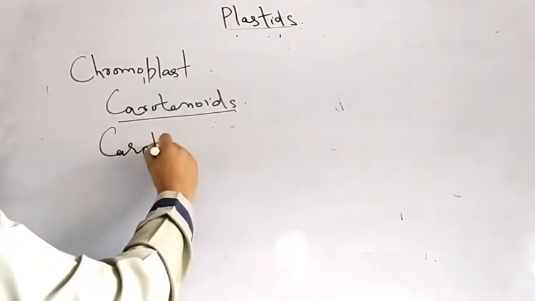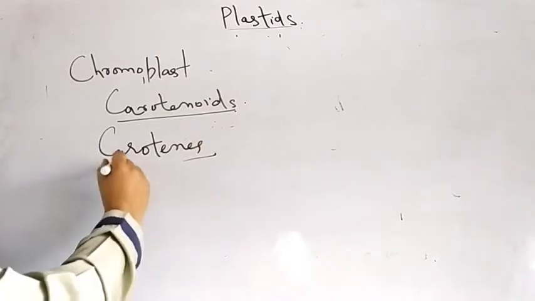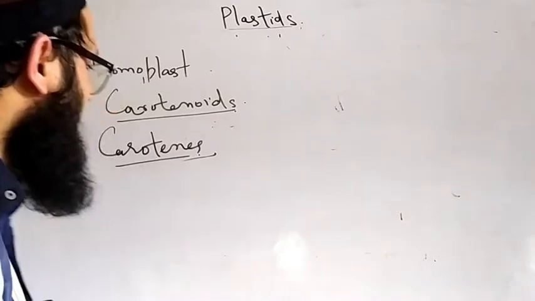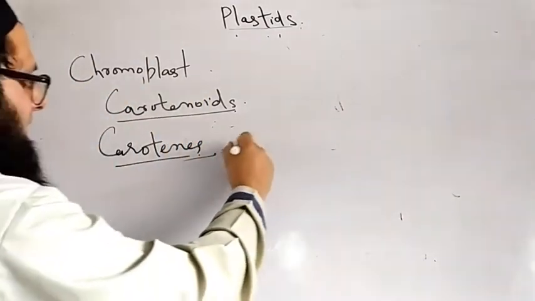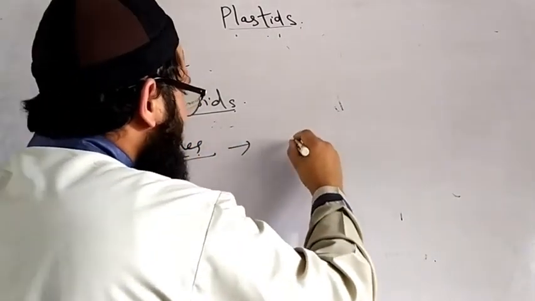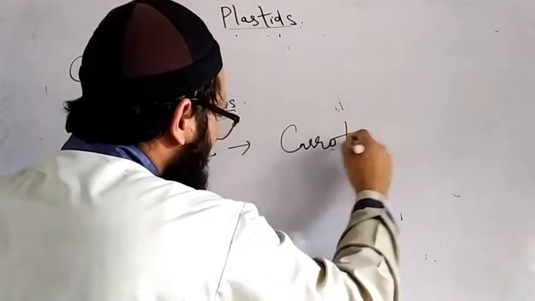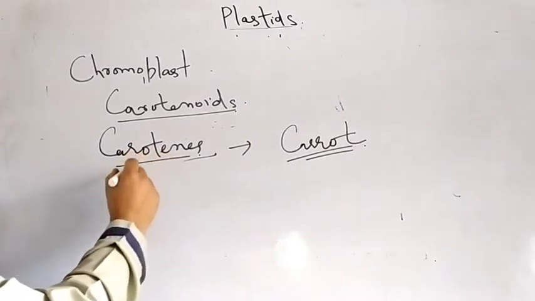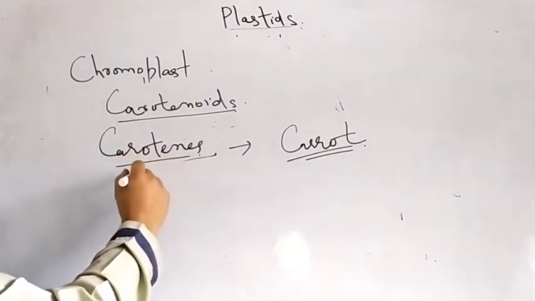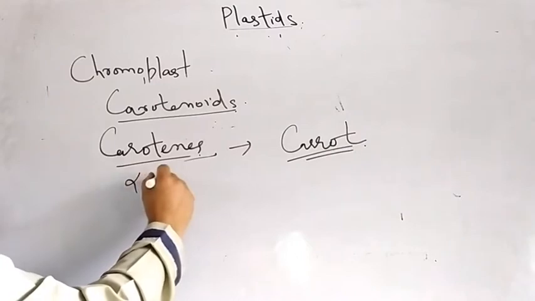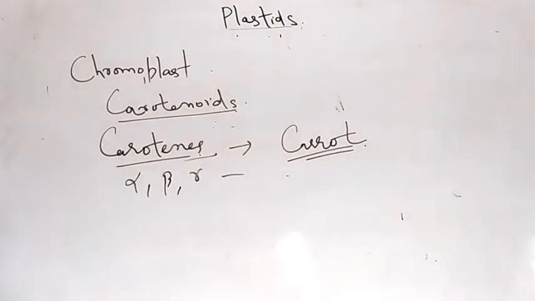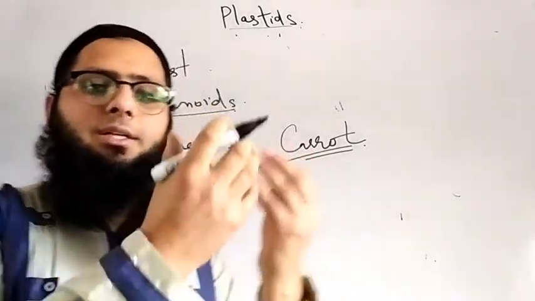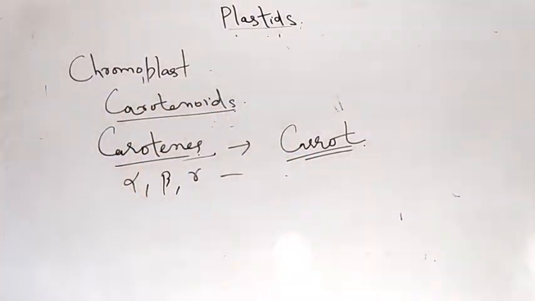So we do have the carotenes over there. These carotenes are of different types: alpha, beta, gamma carotenes, right? These are types of the carotenoids, and where is carotene present? Present in the carrot. Carotenes impart color to the carrot. And the yellowish color of the fruits is because of these different types of carotenes.